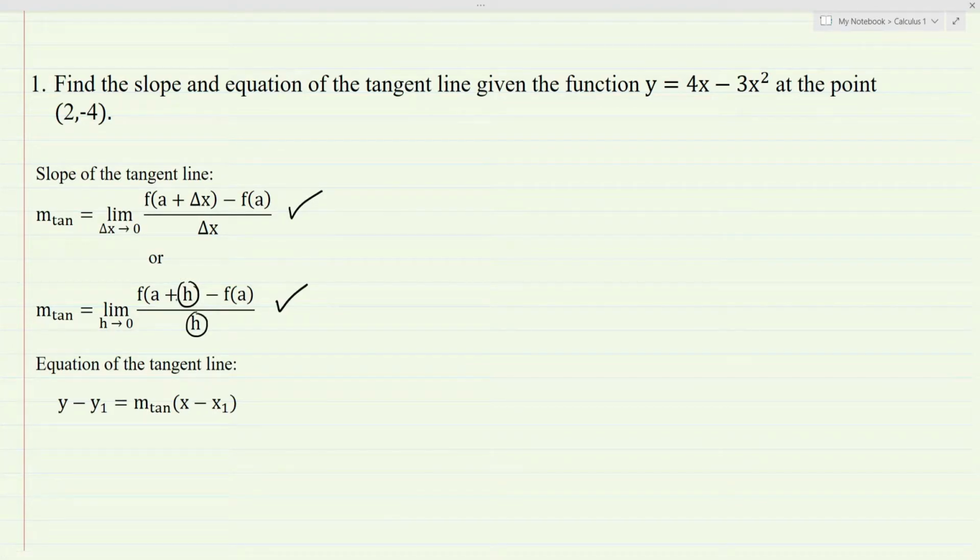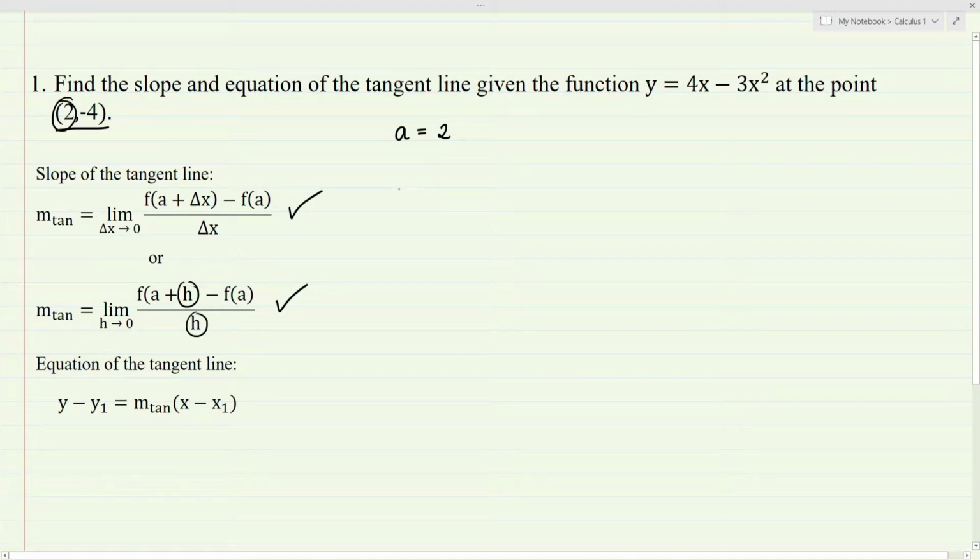Now, for problem number 1, find the slope and equation of the tangent line given the function y equals 4x minus 3x squared at the point 2, negative 4. So to start, we can solve for a first. And again, a is just the x coordinate of a given point. Here we have the given point. The x coordinate of this one is 2, therefore a is equal to 2.